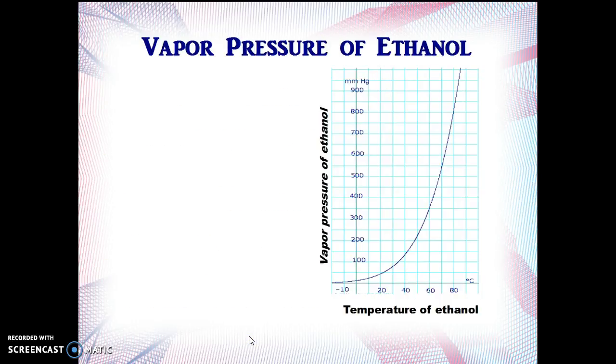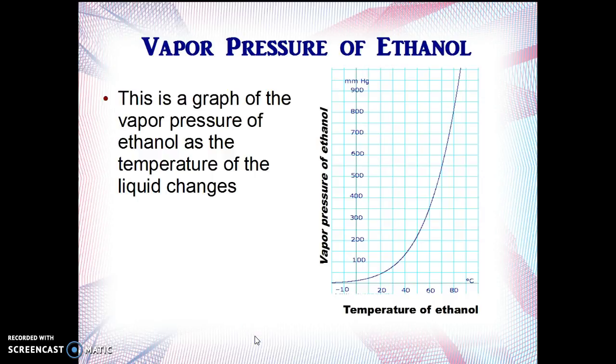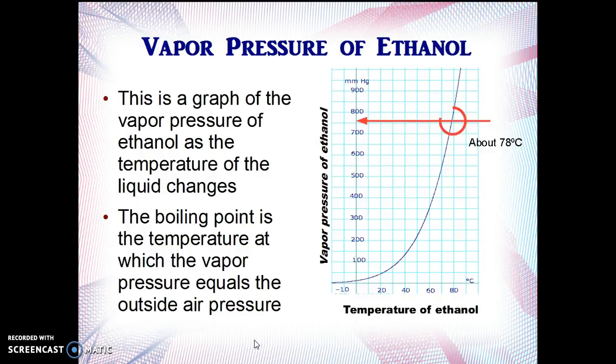Now, this is a graph of the vapor pressure of ethanol as the temperature of the liquid changes. And you can see as the temperature goes up, the vapor pressure goes up. The boiling point, as you see here, is the temperature at which the vapor pressure equals the outside air pressure. And you can see that's about 78 degrees.